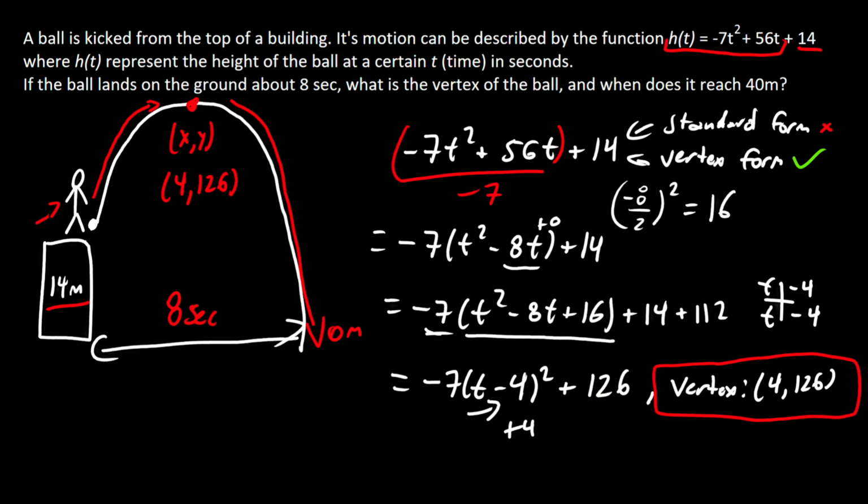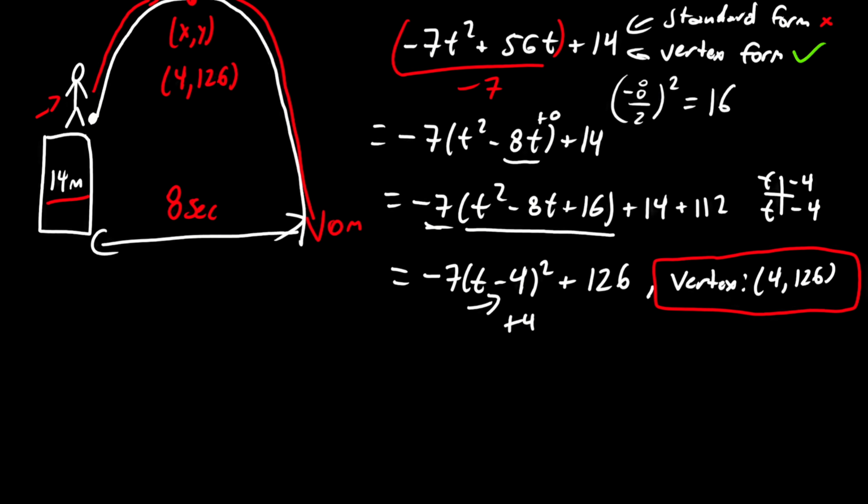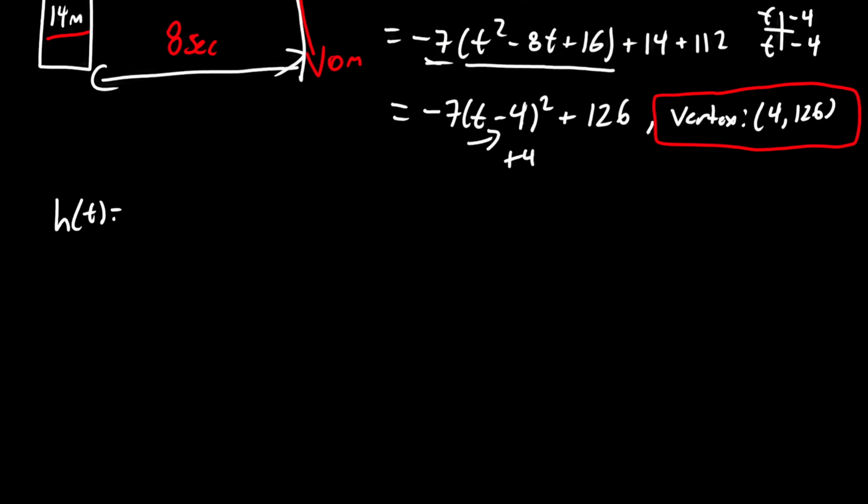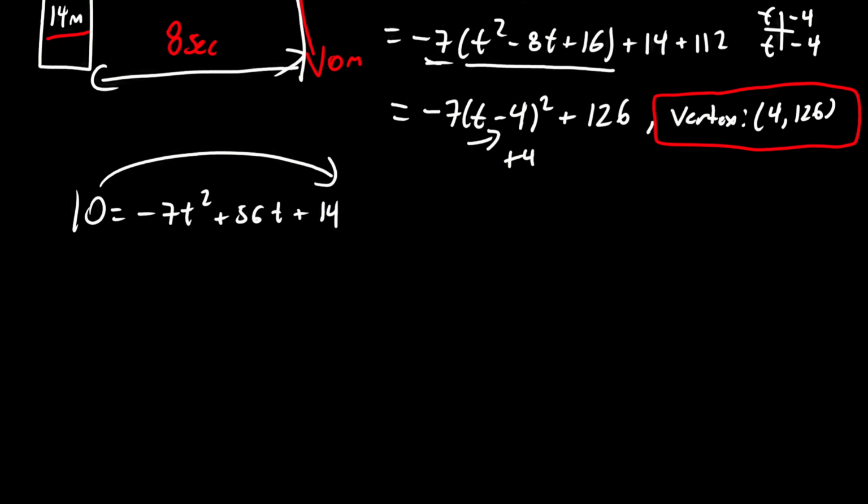What about when it asks, when does the ball reach a height of 40 meters? Well, remembering our original equation, h of t equals negative 7t squared plus 56t plus 14. H of t really just means the height. And since we're being told that the height is 40 meters, we can just plug in 40. From here, we can bring the 40 onto the other side of the equal sign to make it negative 40, and 14 minus 40 is negative 26. From here, we now want to isolate for t to figure out at what time or times the ball is going to be at 40 meters.